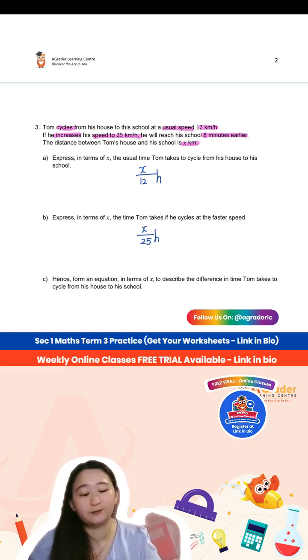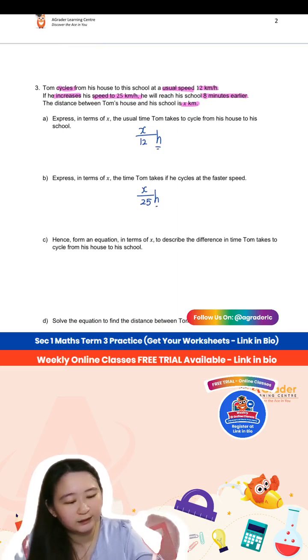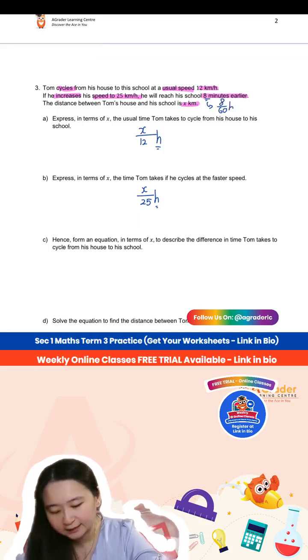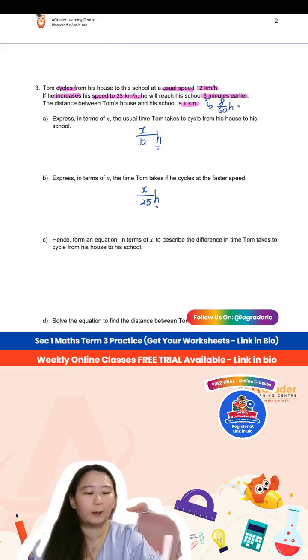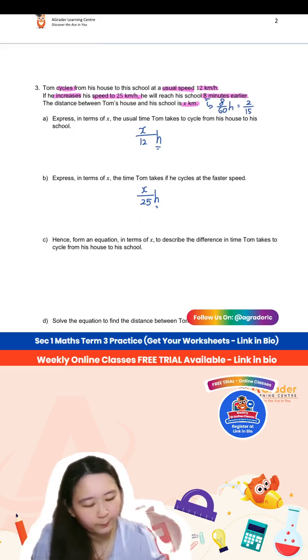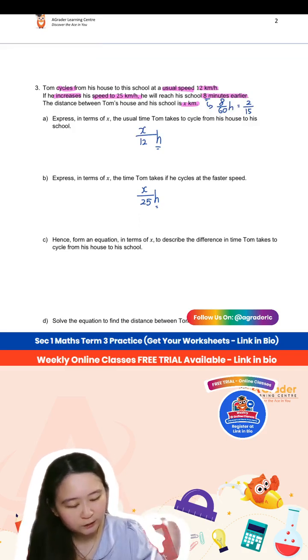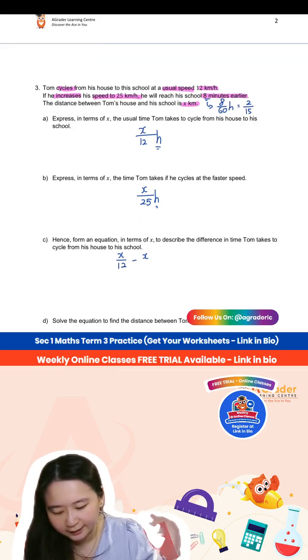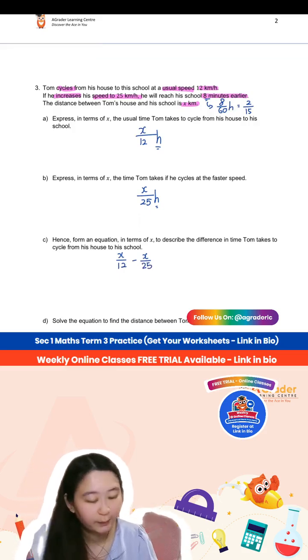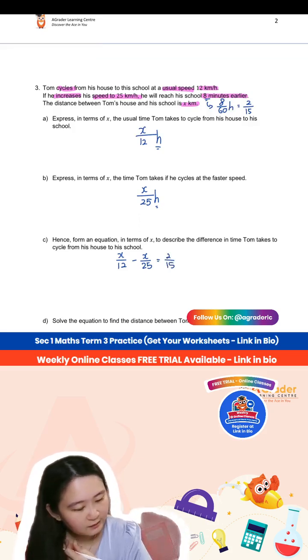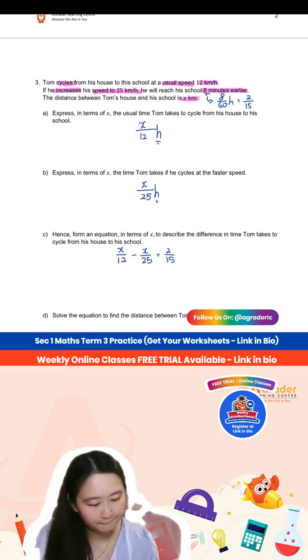Okay, so we know that the difference is 8 minutes, but take note here the unit is not the same. So 8 minutes we have to convert to 8 over 60 hour, which we can divide by 4, we get 2 over 15. Leave it in the simplest form. So meaning to say, when he travels faster, he takes less time. So x over 12 is greater than x over 25. So we take x over 12 minus x over 25. The difference is 2 over 15. Okay, so this is the equation that you can form.